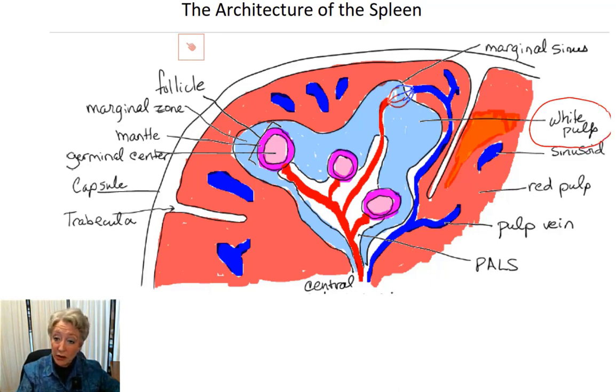So all of this area that I have highlighted sort of in a pinkish red would be my red pulp, where I have got a variety of sinusoids lined with phagocytic cells whose design it is to capture things out of the blood. Now realize again, thinking from a strategic point of view, the blood is coursing through your body at the speed of the pumping of your heart.